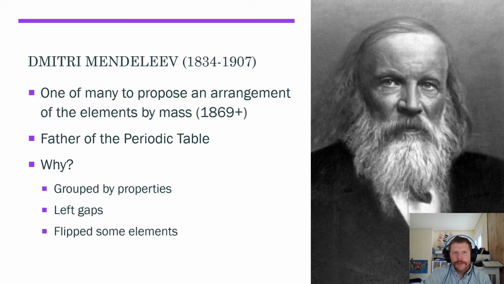Now let's go ahead and talk about the periodic table. The periodic table has gone through a number of different revisions. The gentleman who's basically recognized as one of the more important people in the periodic table's history is a guy by the name of Dmitry Mendeleev. He was one of many to propose an arrangement of elements by mass. He did that in 1869, when he was 35.